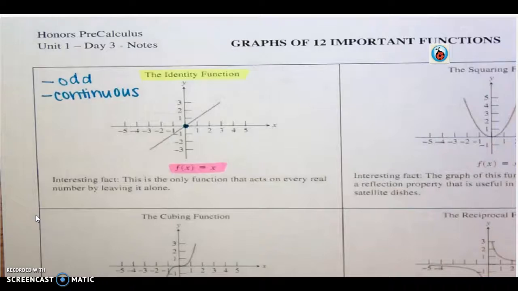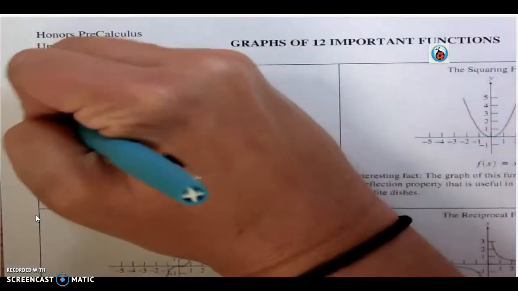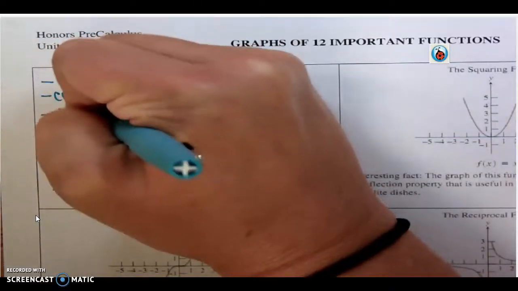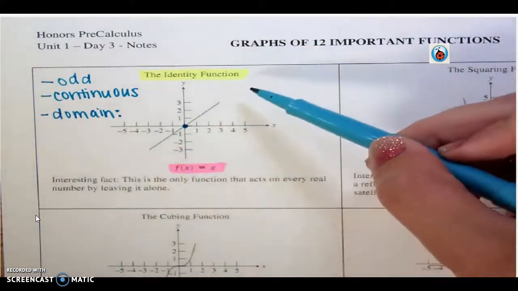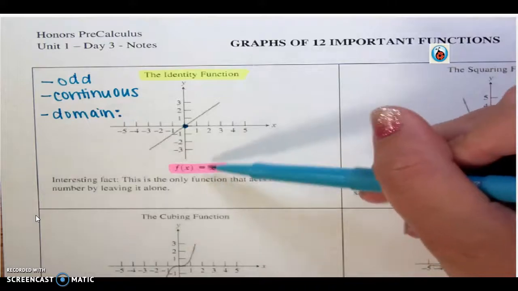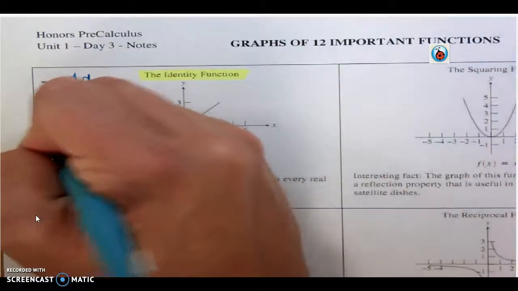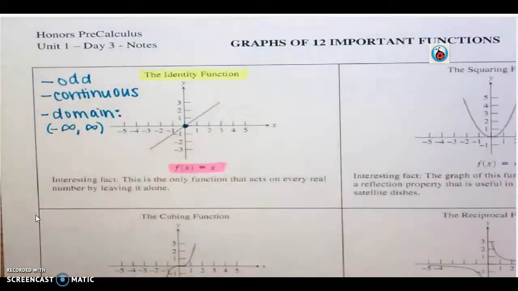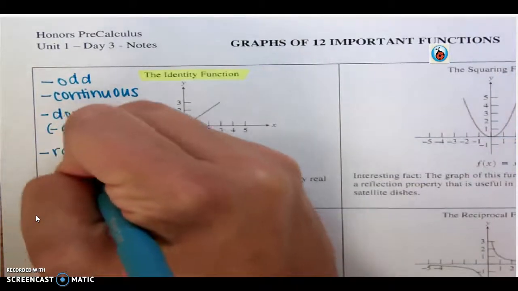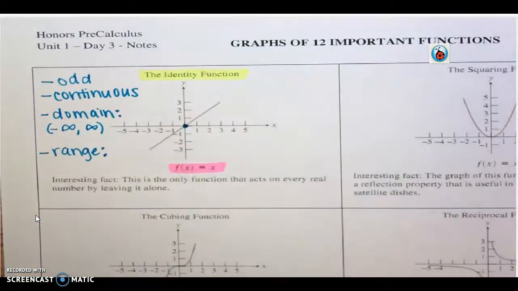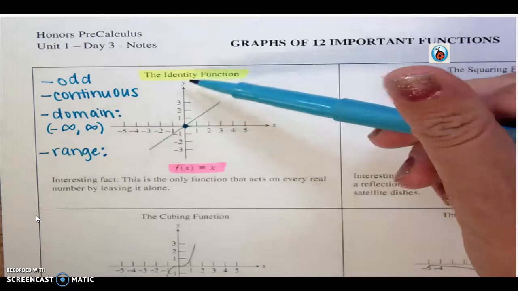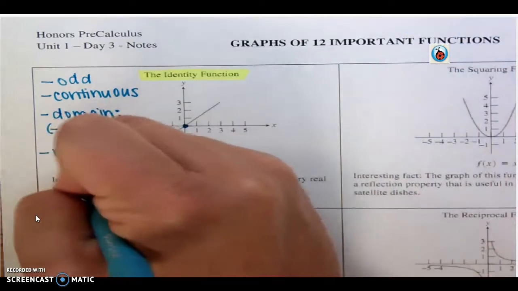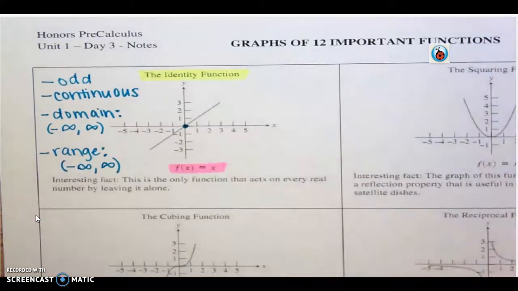Okay. Other things we want to talk about is the domain. Domain, remember, is the x values. So you can plug in any x value here and it will work. Remember there's no square roots or anything here. So this graph shows our domain is negative infinity to positive infinity, all real numbers. And same thing, if we look at the range, the range is the y values. Since you can plug in any x value, it could be any y value, and it shows here there's no restrictions on the y. So the range is also negative infinity to positive infinity.